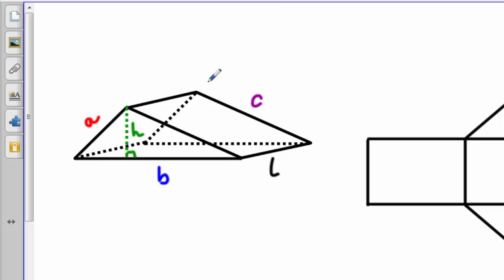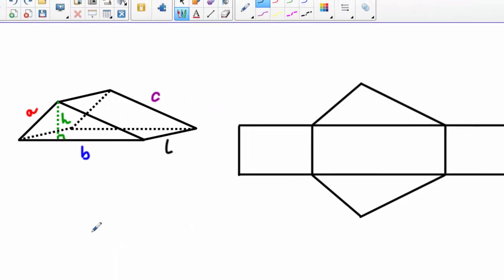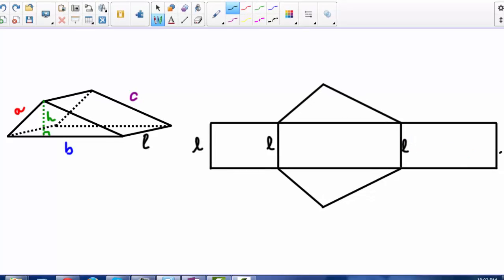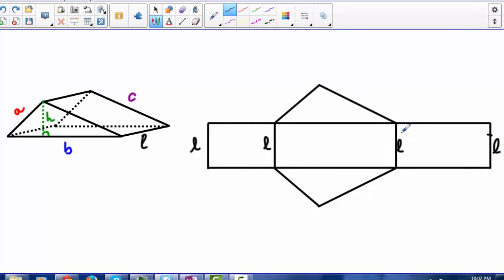Now I need to know all these dimensions here in this net. How can I transfer all these dimensions to the net? As you can see, this L, which is the depth, is this one, and this one, this one, and this one. So they are all equal, and this is the length or the depth of the prism.